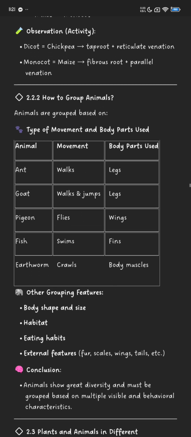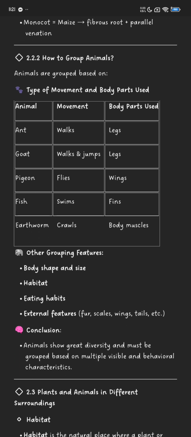How to group animals? Animals are grouped based on type of movement and body parts used. Ant walks using legs. Goat walks and jumps using legs. Pigeon flies using wings. Fish swims using fins. Earthworm crawls using body muscles.